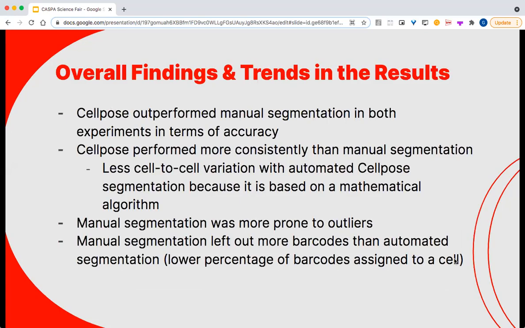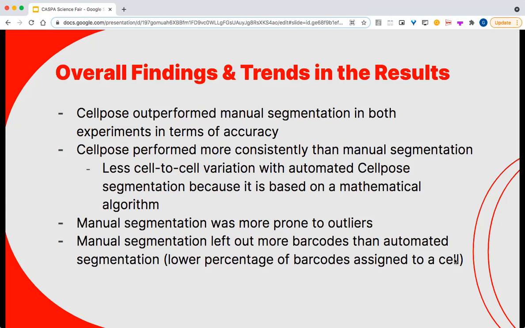So in conclusion, I found some pretty consistent trends in the results. CellPost, first of all, consistently outperformed manual segmentation in both experiments in terms of accuracy. And it was also much more consistent than manual segmentation. Like I said earlier, this is probably because there's less cell-to-cell variation with automated CellPost segmentation, because it is based on a mathematical algorithm.